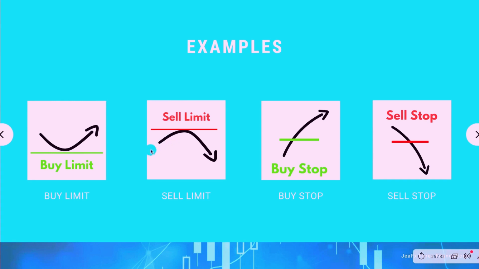The sell limit is the flip side of that. We set the sell limit at an area above price where we are looking for price to tap into before it comes down. So if this happens, we're triggered in there, and we profit from the price falling.